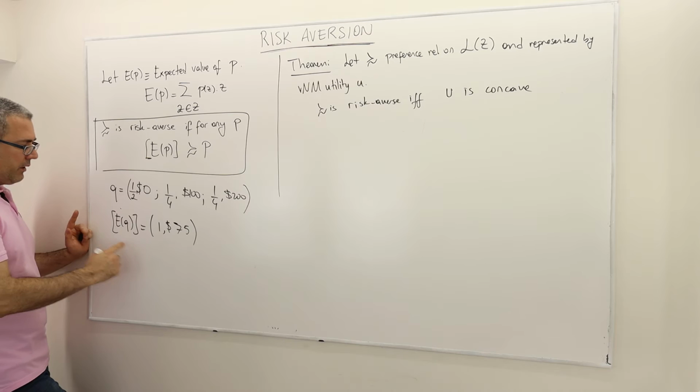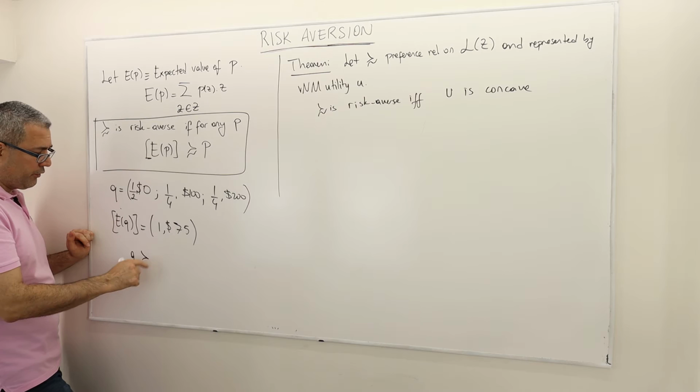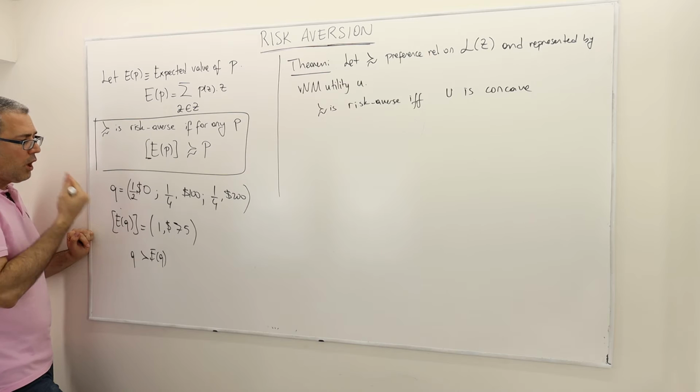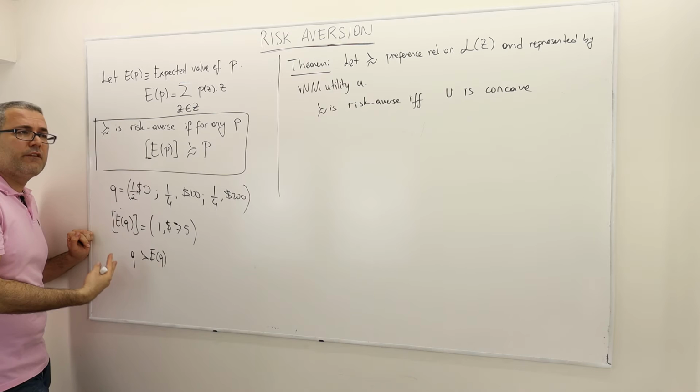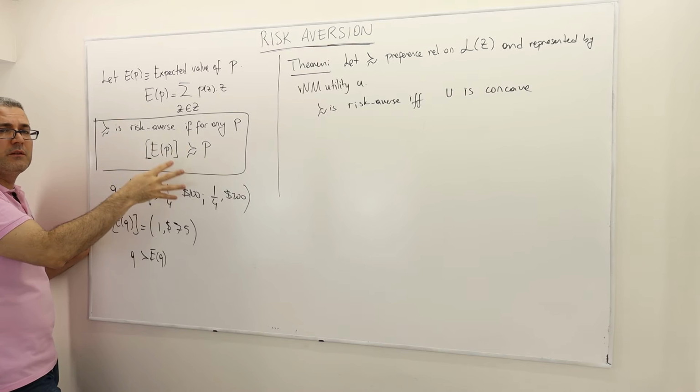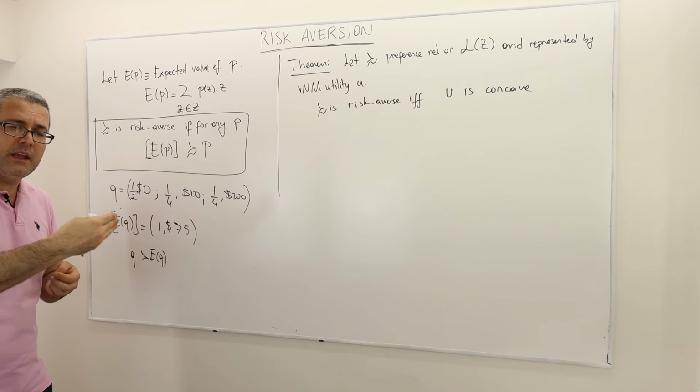So here, if this guy, for example, says, I prefer Q over E of Q, all right, well, then I say this preference relation is definitely not risk averse. All right, because I just found one example where this doesn't hold. And hence, this is enough evidence to prove that this guy is not risk averse. But in order to prove that a preference relation is risk averse, I have to be able to make this comparison for every P. And remember, there are infinitely many P's.